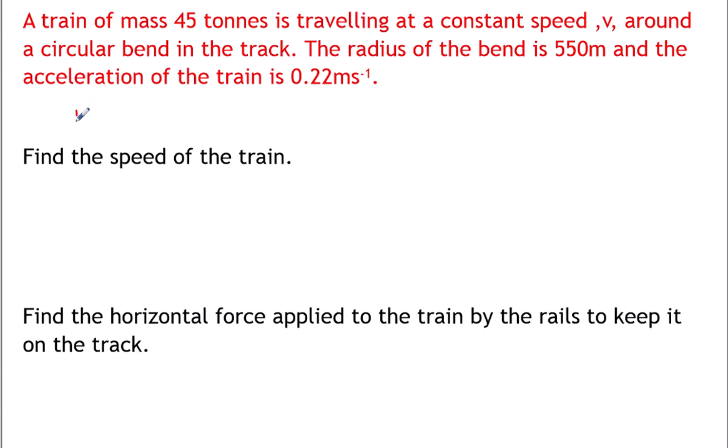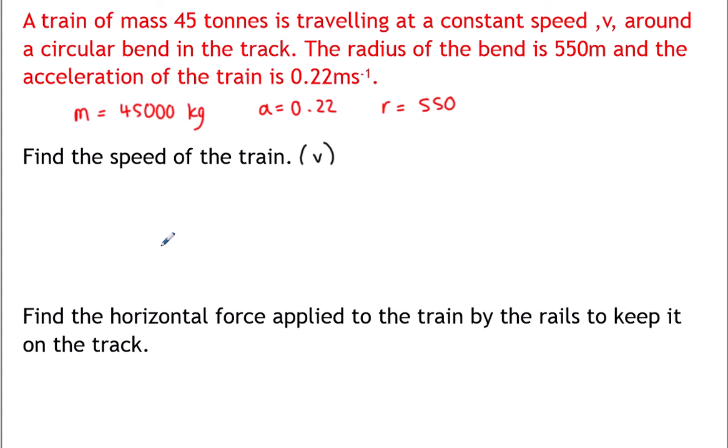Okay, so m is 45 tons, which is 45,000 kilograms. a is 0.22, r is 550, and what we've got to find is the speed of the train, so v. I know we don't call it velocity, but we still say v, because if it flew off in a straight line, it would be velocity.